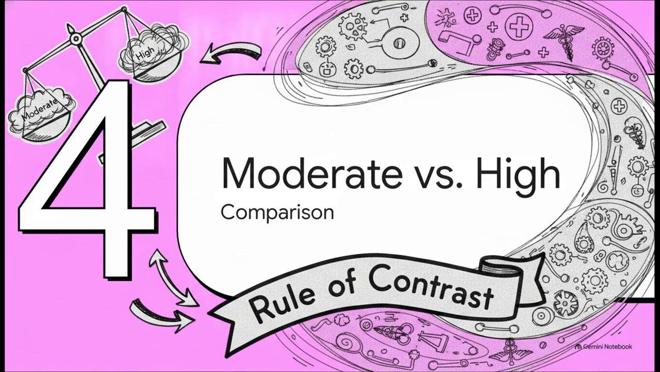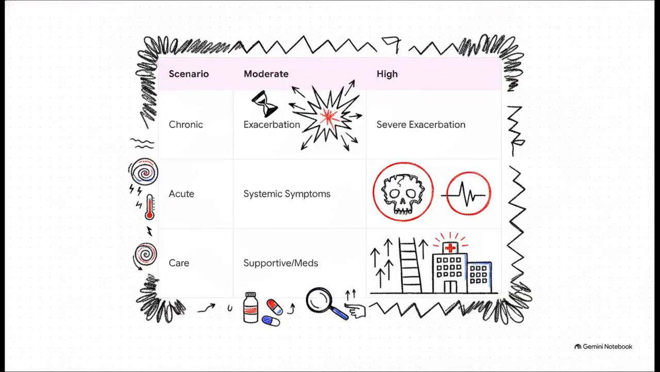Section 4. Moderate versus high comparison. The rule of contrast. When we compare these two directly, it brilliantly illustrates the escalation from moderate to high. Think about it like an audit sheet. If we're looking at a chronic illness, moderate is your standard exacerbation or progression. High requires a truly severe exacerbation. For an acute illness, moderate involves systemic symptoms carrying a high risk of morbidity. High escalates that up to an immediate short-term threat to life or bodily function.